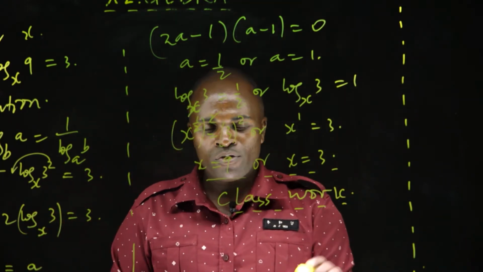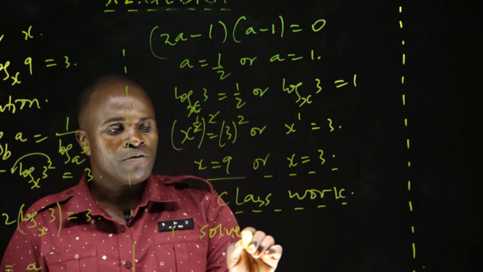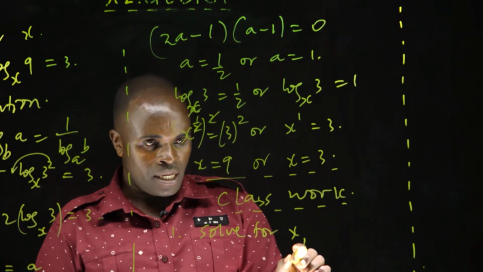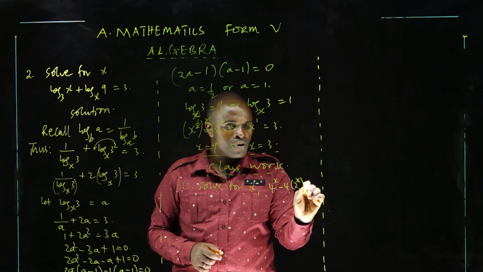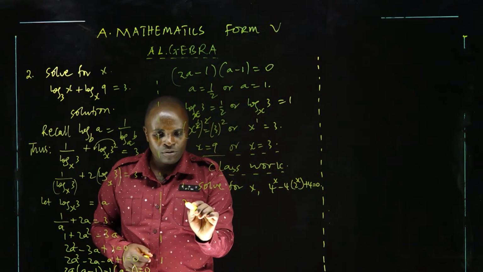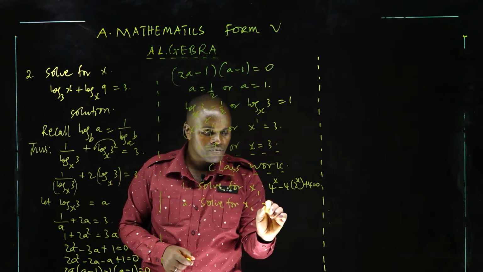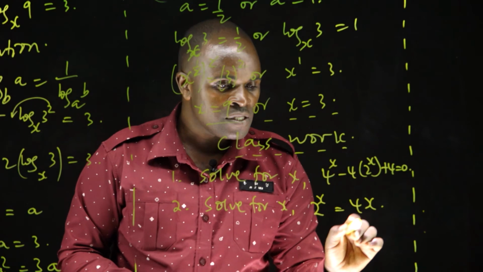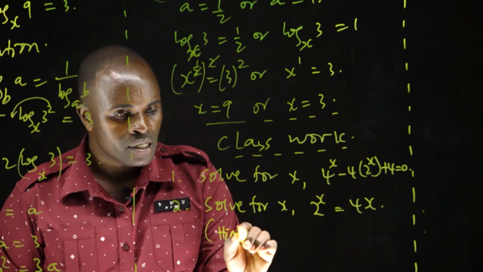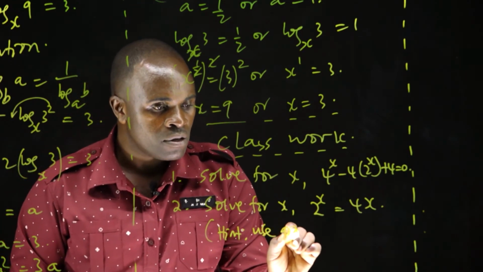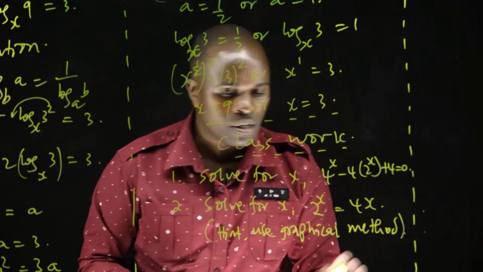Classwork, it will be the combination of exponents and logarithms. Question 1, solve for x given 4 power x minus 4 power 2x plus 4 equals 0. Question 2, solve for x again. You can have 2 power x equals 4 power x. It is a challenging one. Just a hint, use the graphical method. It will be the easiest approach, I mean.